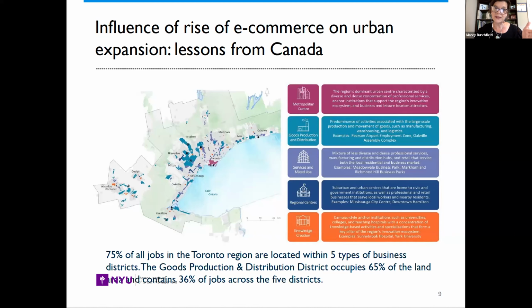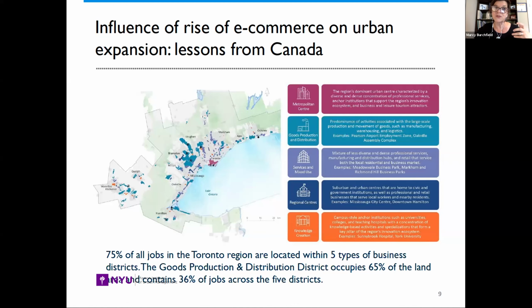And what I want to really highlight here that I think is not getting enough attention in terms of urban expansion is the influence of the rise of e-commerce on urban expansion. If you can see here, those light blue areas, all of these 5 districts, about 75% of the Toronto region's jobs are located in one of these 5 districts. But 65% of the land area of these districts is taken up by goods production and distribution. So that's, as I said, manufacturing, warehouses, logistics, with only 36% of the jobs.